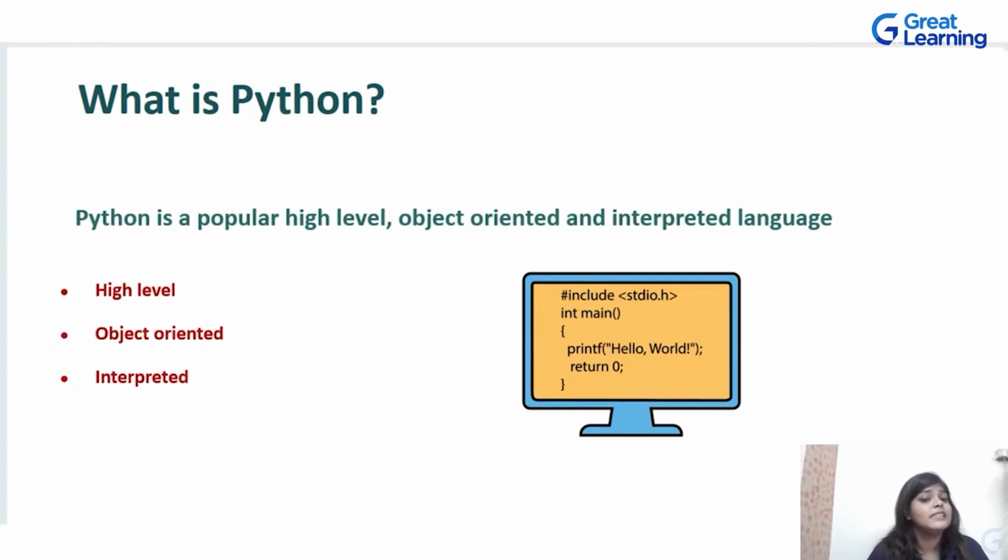Now, why is Python getting the popularity? The main reason behind it is that it has lots of libraries which will make your life easy. We will see some of the libraries, how they're going to work, but let's see how we are going to progress with this Python one.